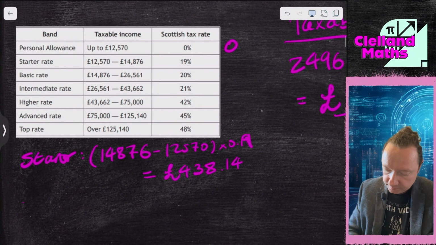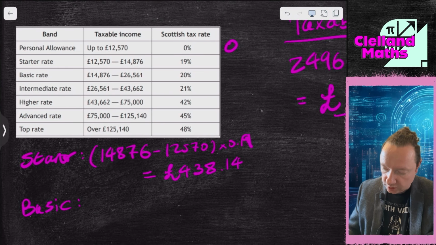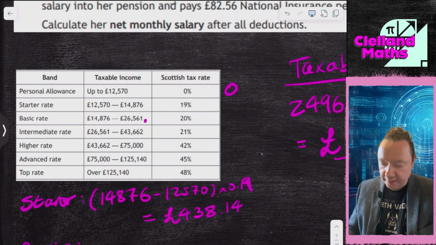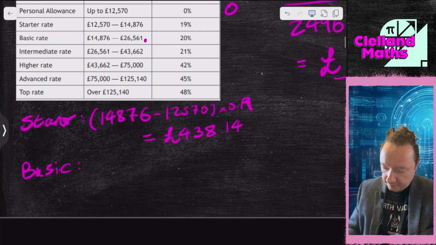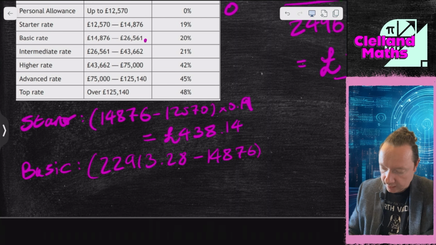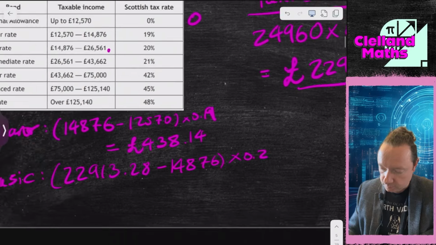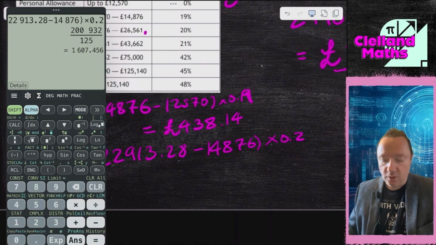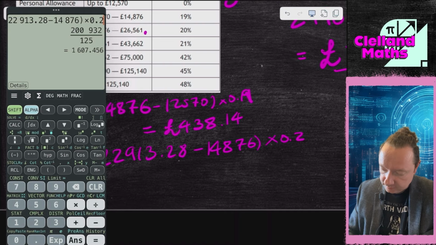We now move on to the basic, always bearing in mind what their wage is. The wage, remember, is 22,913.28. Well, that's above this number here. So I use their wage minus 14,876, 22,913.28 minus 14,876 times 0.2. To get 1607.46.